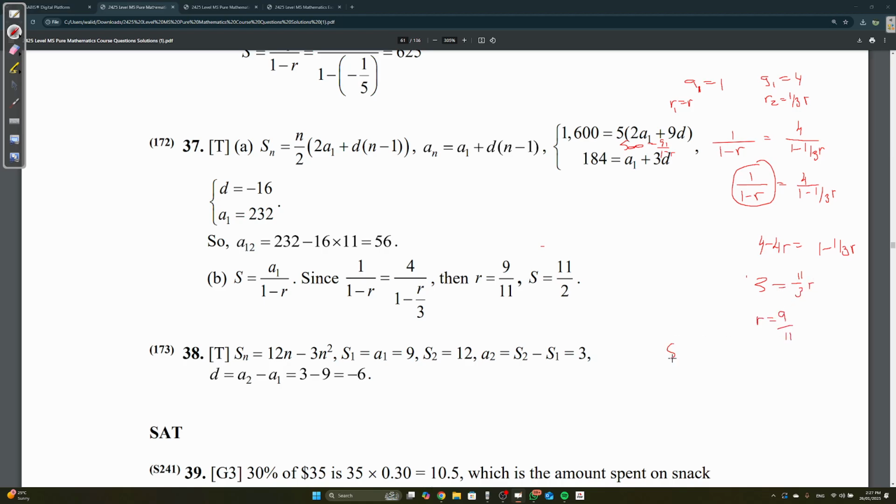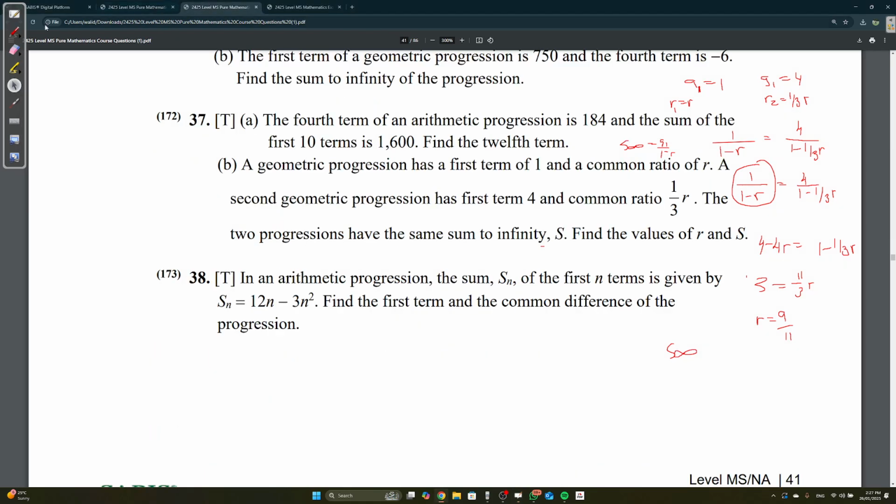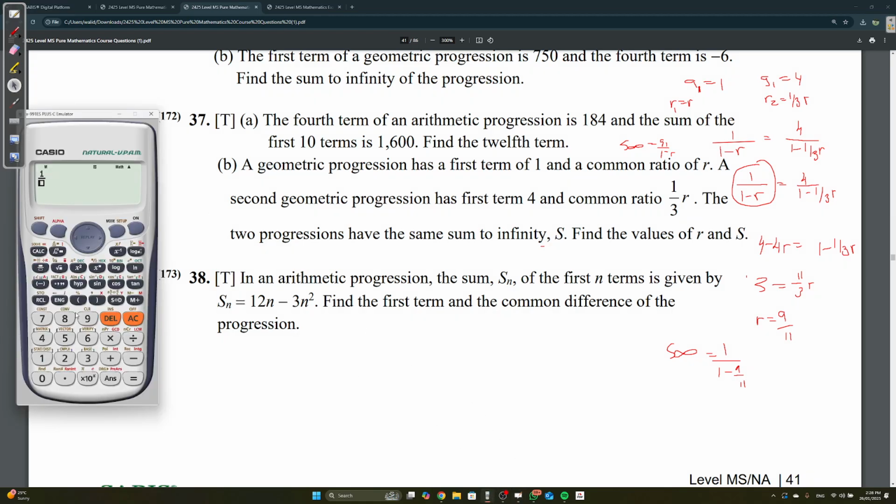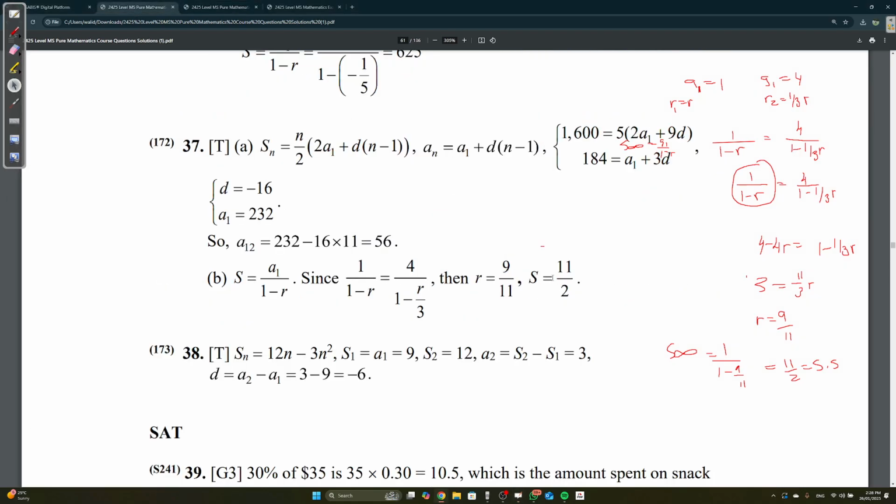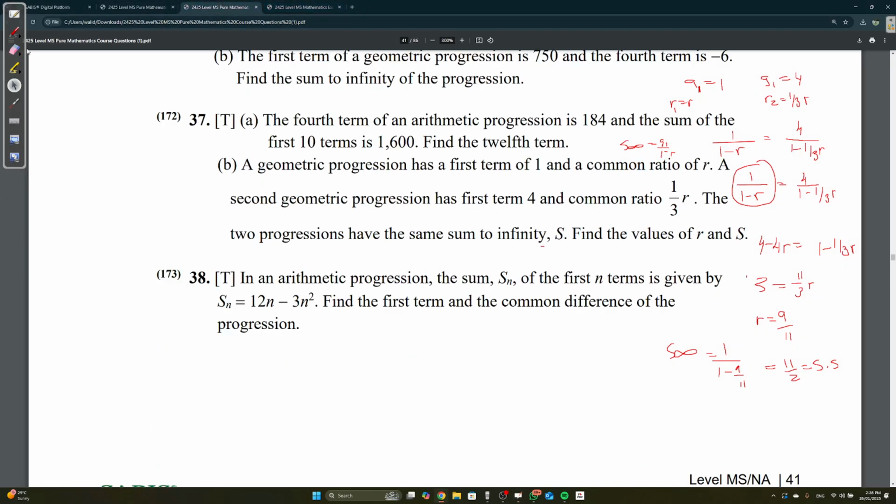Yeah, and then now the sum to infinity, let me go back to the other tab. The sum to infinity would be 1 over 1 minus r. So 1 over 1 minus 9 over 11, and you're gonna get 1 divided by, okay, you're gonna get 11 over 2, so 5.5. So it's equal to 11 over 2. Since it's an exact decimal, you can put 5.5, I think. Or you can keep it as a fraction.